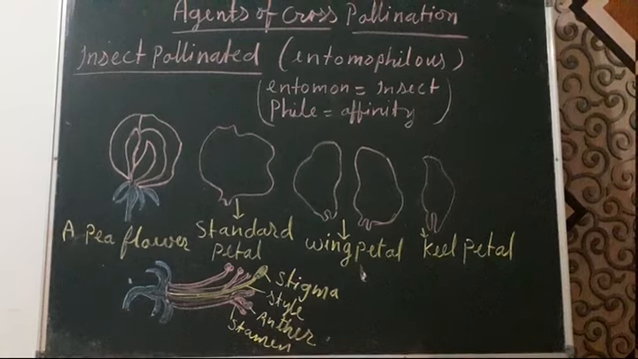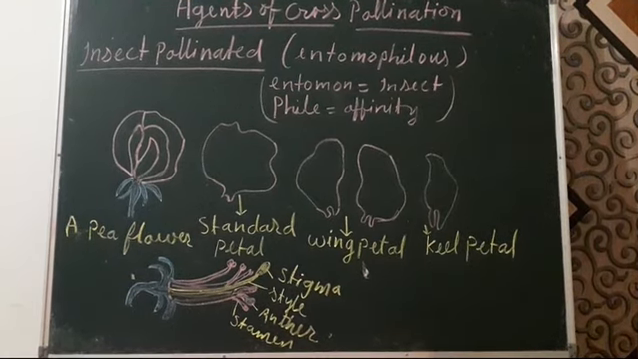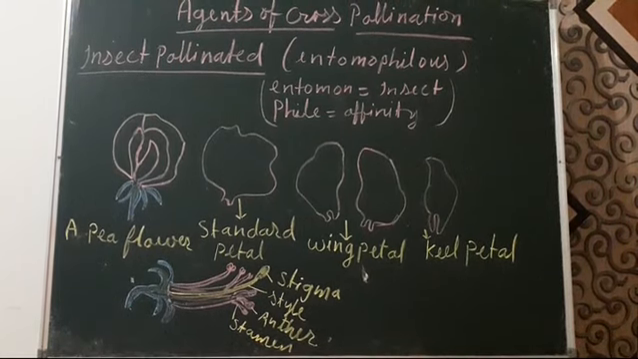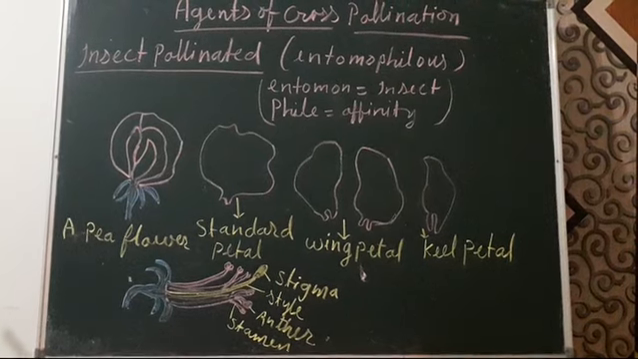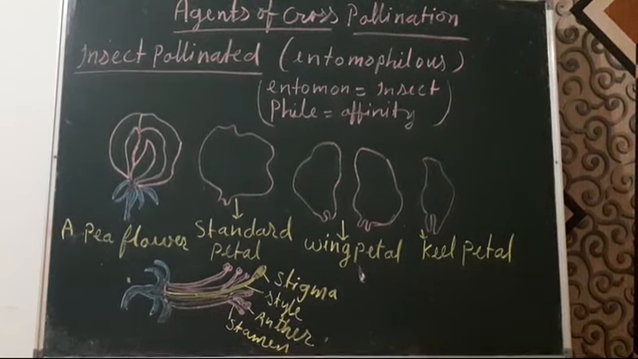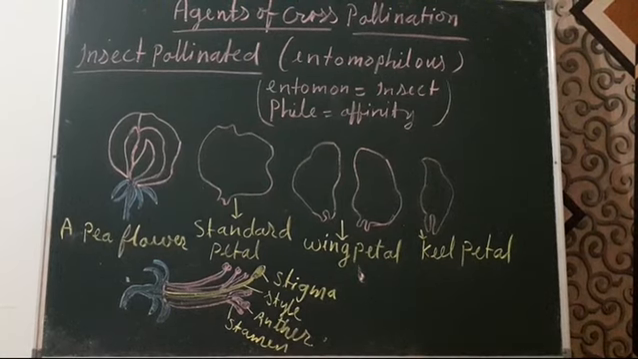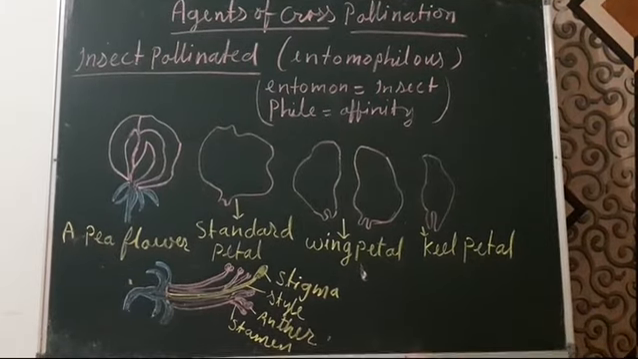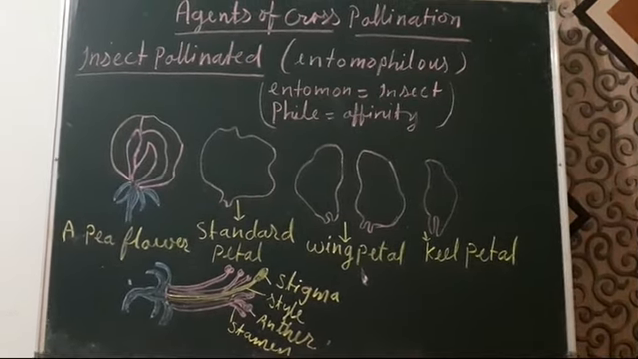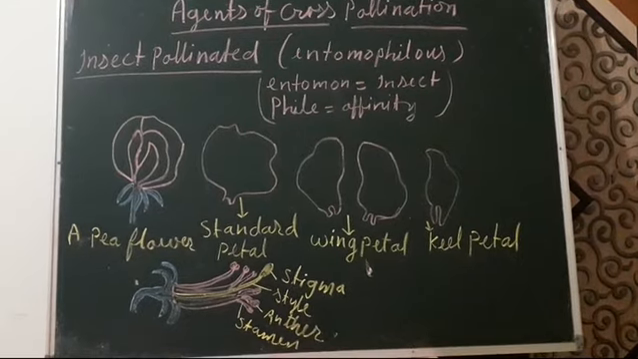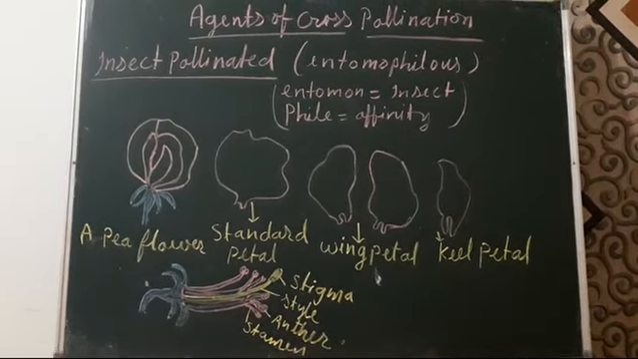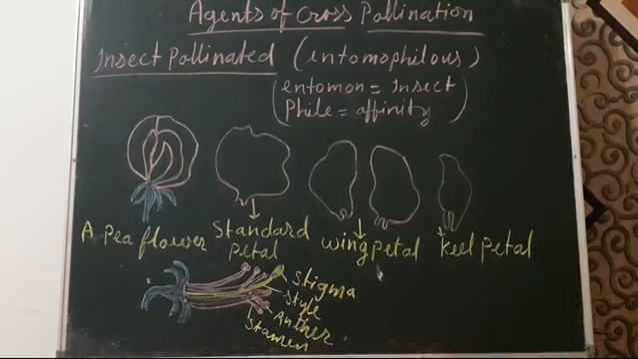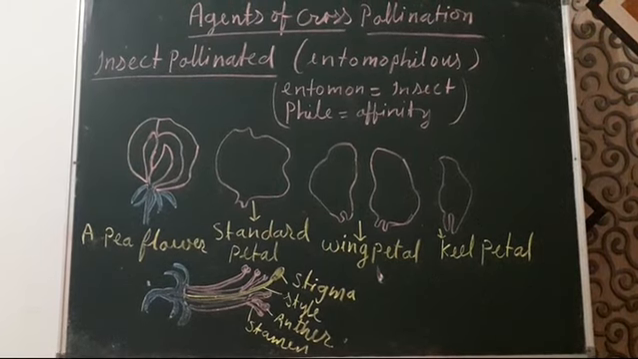Today we will be studying about the agents of cross pollination. There are especially two agents: insects and wind, which help in cross pollination. But there are some flowers also pollinated by certain animals like squirrels, bats, etc., and also by birds. Some plants are pollinated even by water, the plants which live in water, aquatic plants.